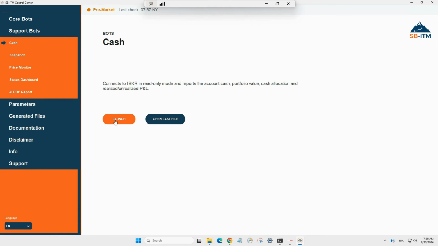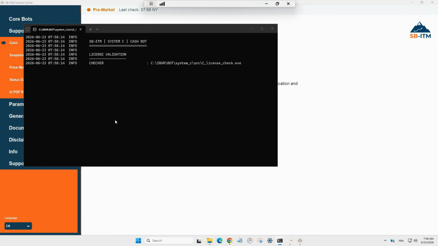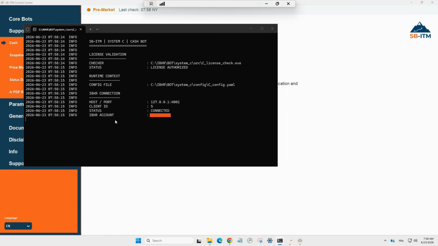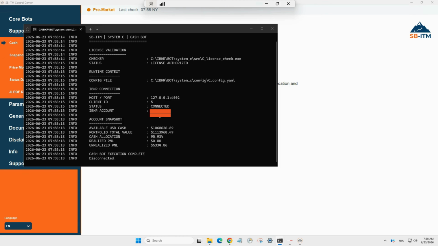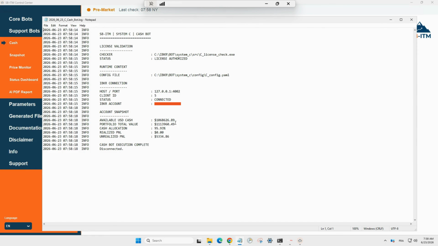Before market open, the cash bot captures the current portfolio cash position. It connects to IBKR, reads the account snapshot, and confirms the available cash, total portfolio value, cash allocation, and current profit and loss. This gives a clear final baseline before the entry bot starts the execution phase.